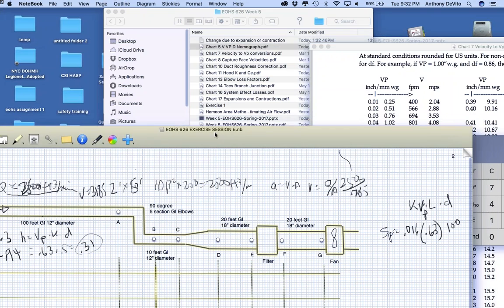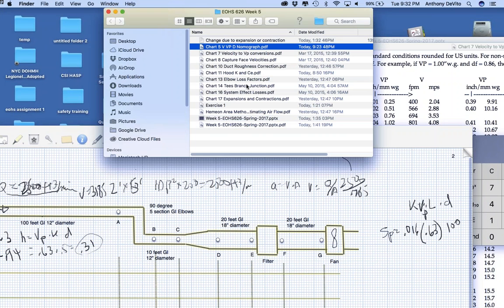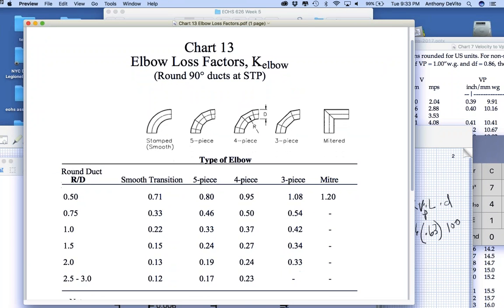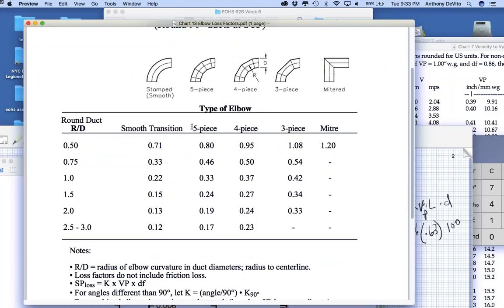Okay, for that shaped duct, that's going to be table number 13, elbow losses. So it's a 5-section, 5-piece galvanized iron elbow, radius 1-to-1. So the K factor is going to be 0.33, right? So what's my loss going to be there?